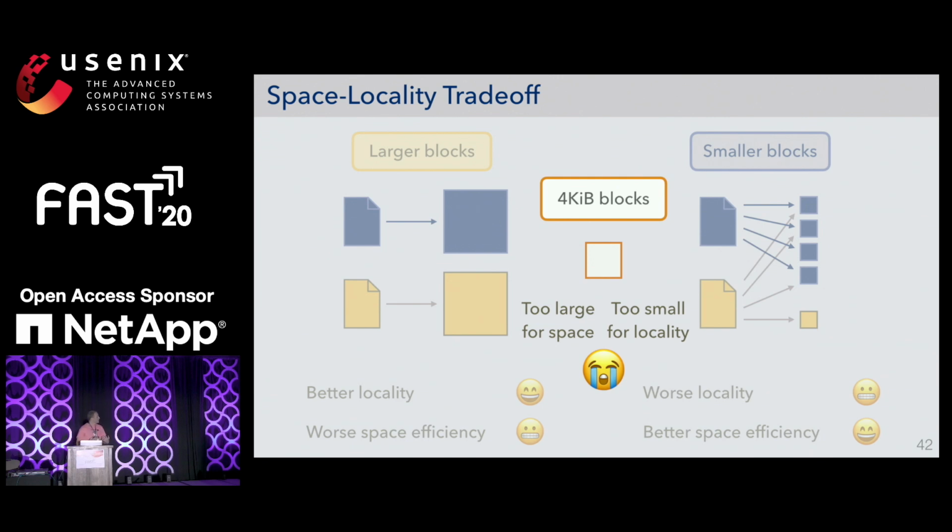And the problem with 4 kilobyte blocks is that they're too large to have good space efficiency, but they're too small to have good locality. And the problem isn't really with 4 kilobyte blocks at all. It's not that that's the wrong choice. It's that there isn't really a good choice. If we go larger, we're going to have better locality, or we're going to have worse space efficiency. If we go smaller, we're going to have worse locality.